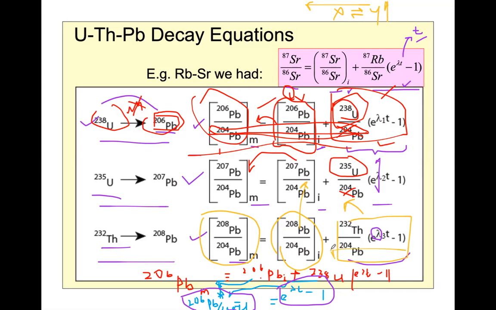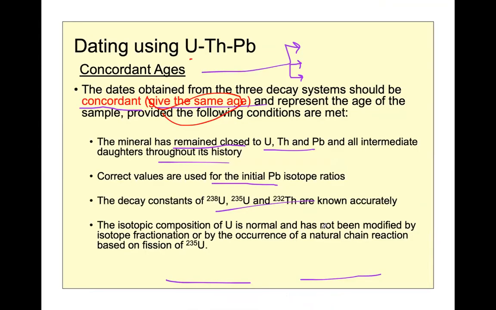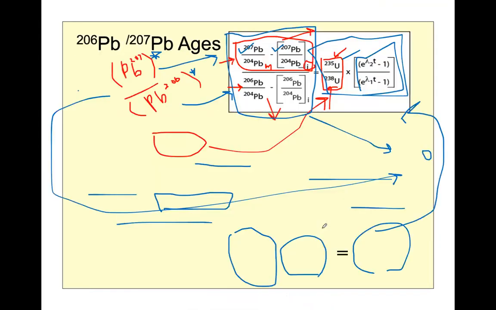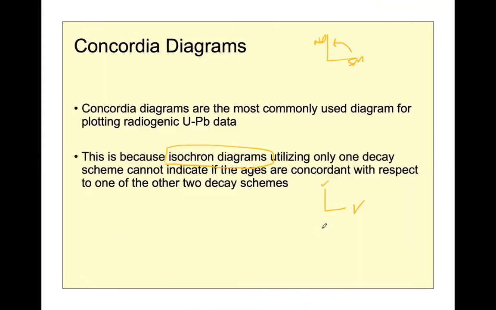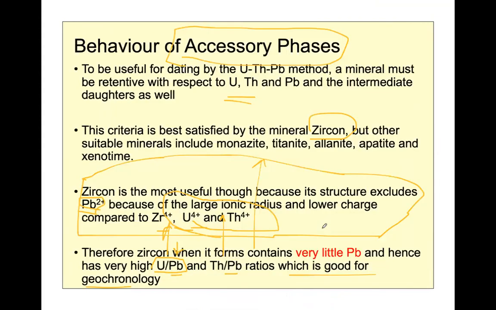So therefore, that's why we want the initial component to be as small as possible. That requirement is met by zircon. That's why we use zircon as the geochronometer. Okay, so very little lead is required at the initial time. Right.